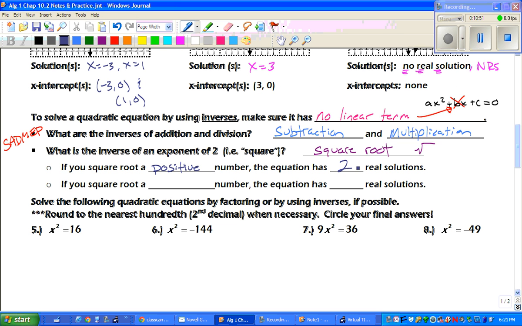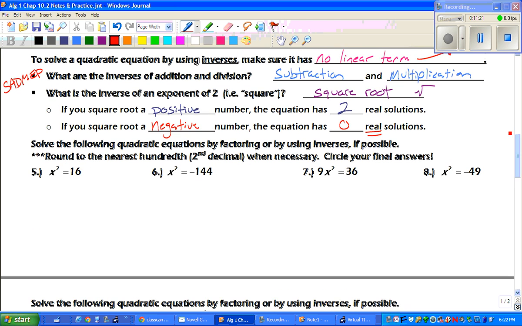Let's flip back over. Okay? If it's positive, it has two real solutions. Now, if you square root a negative number, it has 0 real solutions. Now, does it have an imaginary number that we've kind of talked about? Yeah, it does have an imaginary number, but we're not going to talk about that in this class. Okay? So, solve the following quadratic equations by factoring or by using inverse if possible. Round to the nearest hundredth or the second decimal when necessary, and always circle your final answer.